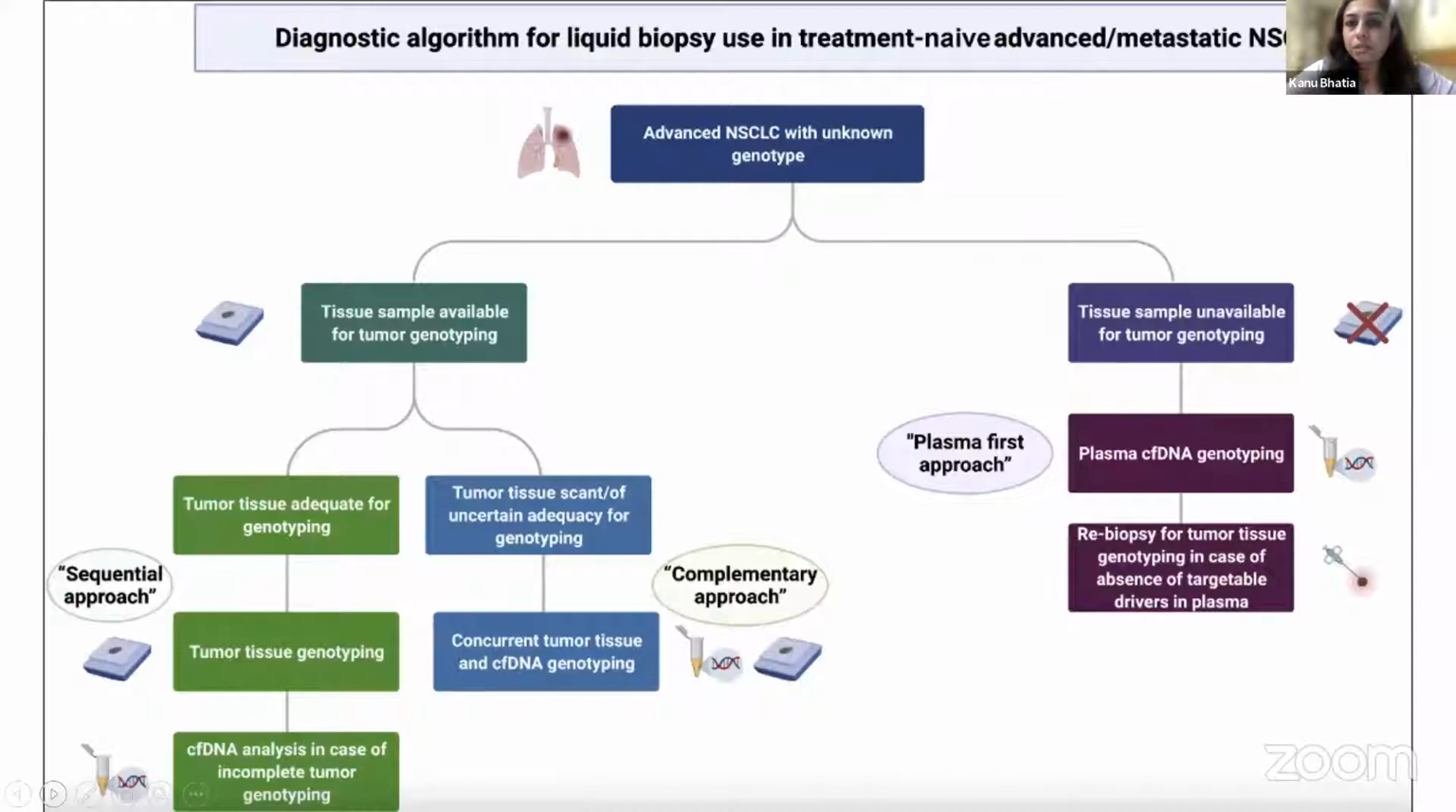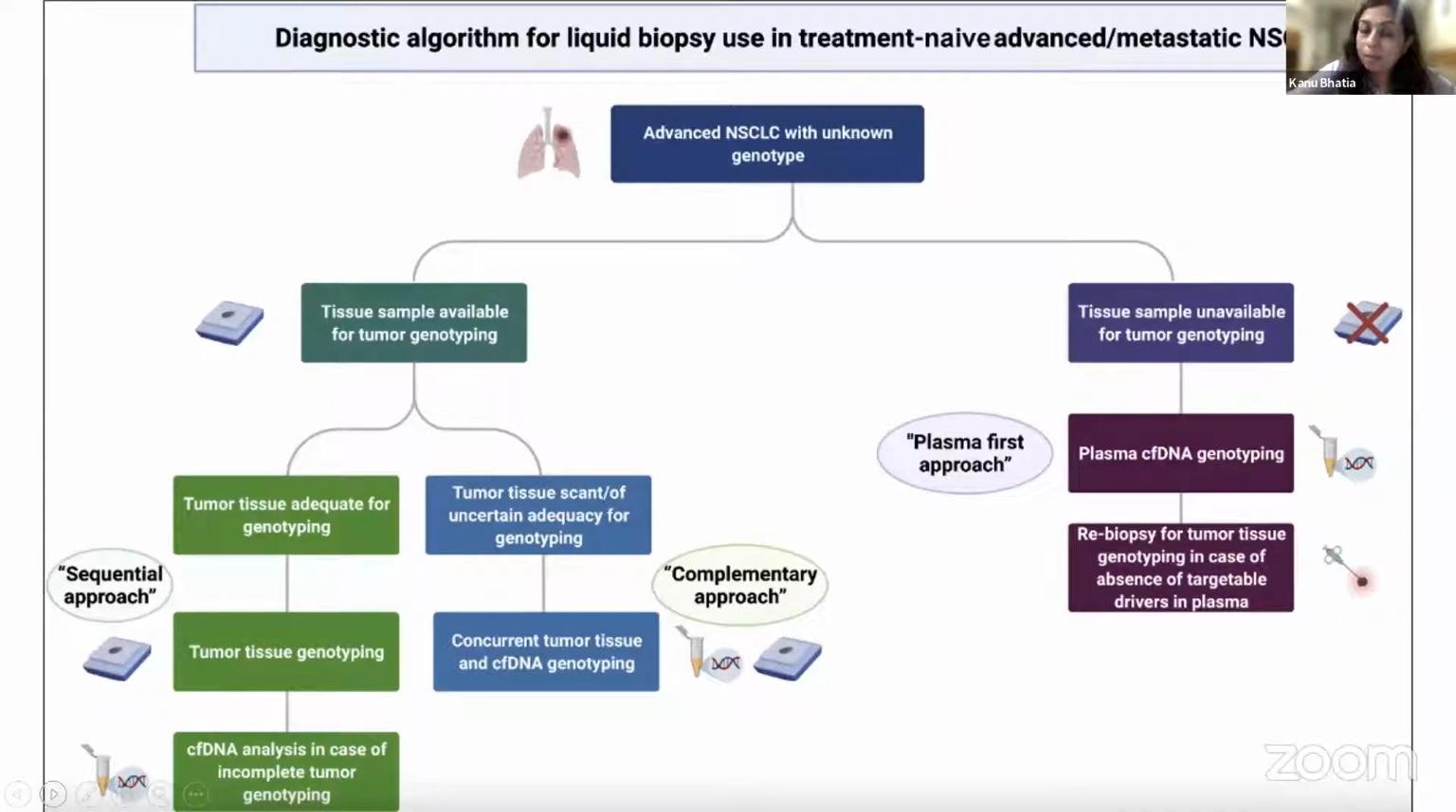So now the question comes on when a case of NSCLC comes to you, what do you send then? Do you send the liquid biopsy first or do you send a tissue biopsy first? Well, there's no correct answer for that. I will tell you the benefit and the disadvantages of doing either. There are two approaches. You can go for a sequential approach. So first, if you have ample tissue available, you send for a tumor tissue genotyping, you wait for the result. If there is a negative result, then you can probably go for a liquid biopsy.